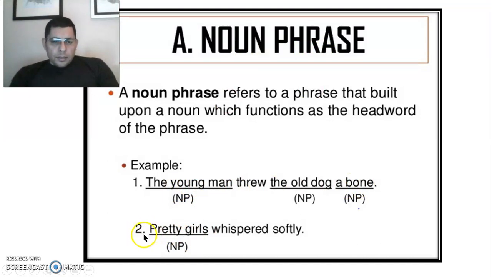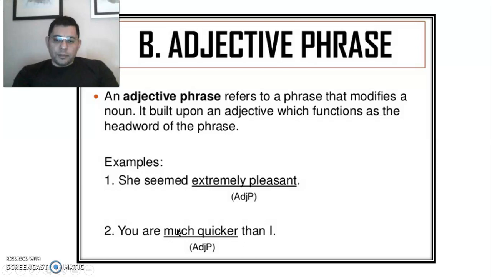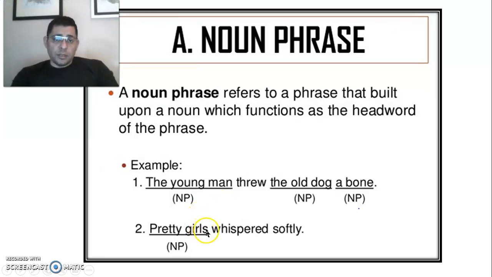Let's go over sentence number 2. In sentence number 2, if you see, we have pretty girls, whispered, and softly. Whispered is not a noun. Softly is not a noun. Therefore, these two words cannot be noun phrases. But if you look at the word girls, which is plural, girls is a noun, so therefore this is going to be a noun phrase.